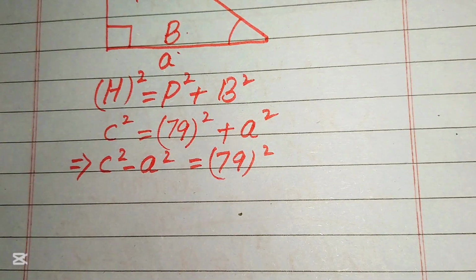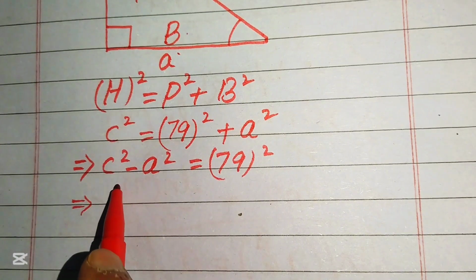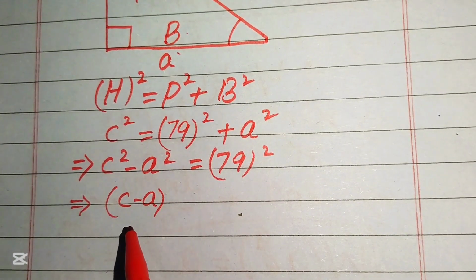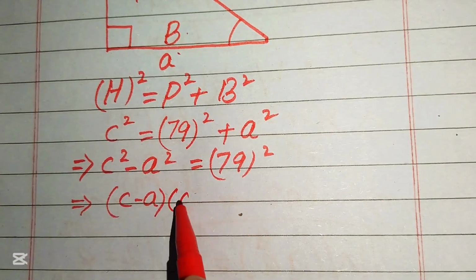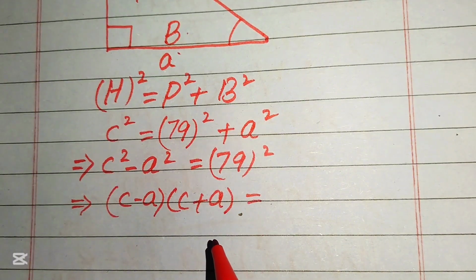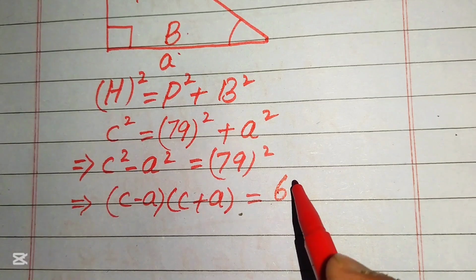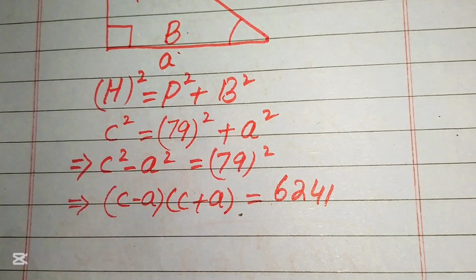And now in the next step we will just apply the difference of squares identity, and we rewrite this equation as c minus a times c plus a equals, here we know that 79 square is equal to 6241. You will easily get the square of 79.